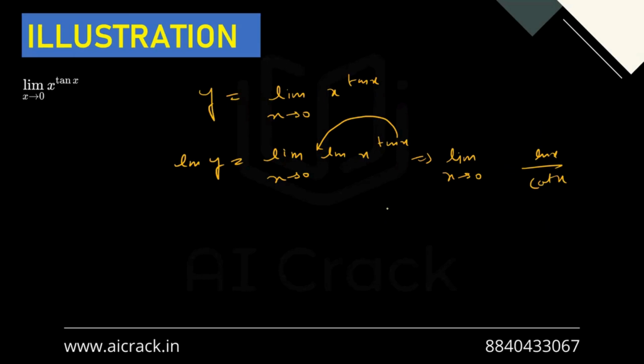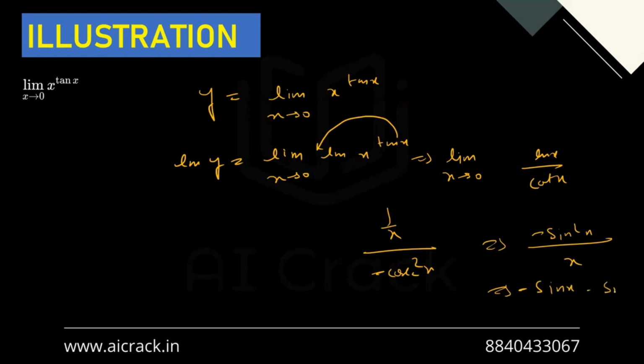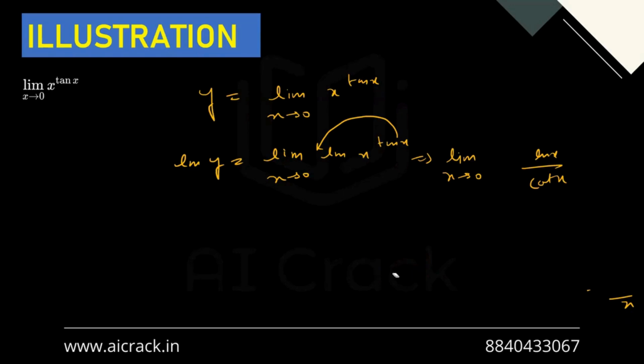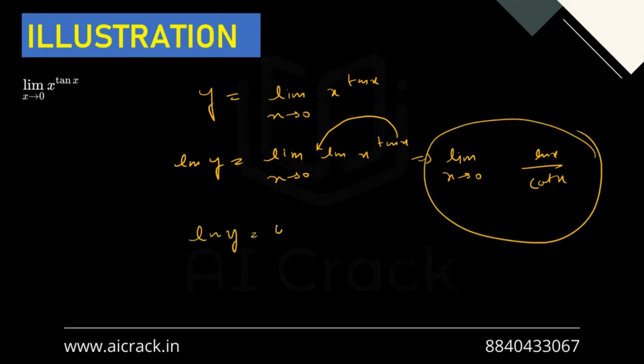If we differentiate ln x, we get 1 by x, and for cot x we get minus cosec square x. Now I'll shift this cosec square x to the numerator as sin square x. So this becomes minus sin square x divided by x. Now this limit becomes minus sin x times (sin x by x). This is one standard limit, and this is 0. So eventually this limit becomes 0. So basically this limit is 0 only. So we have got ln y equals 0, so y equals e raised to the power 0, that is 1.